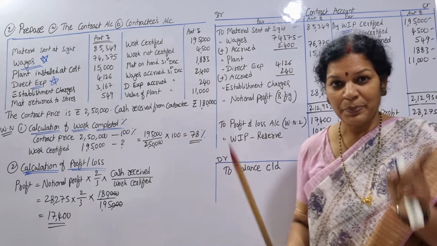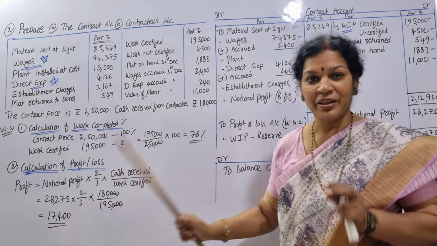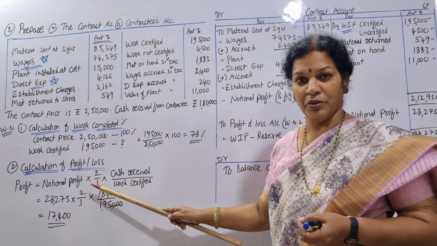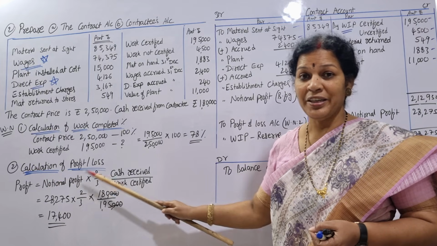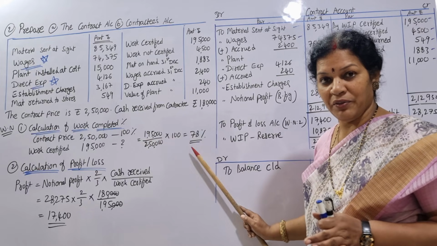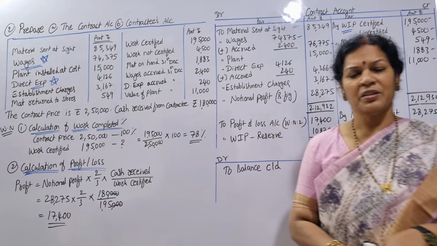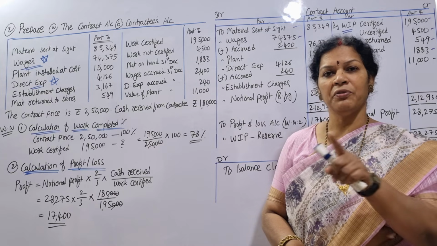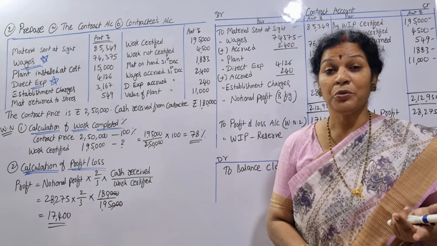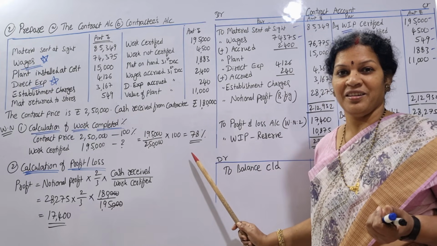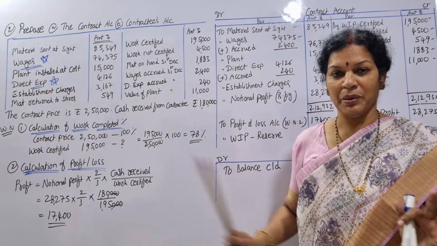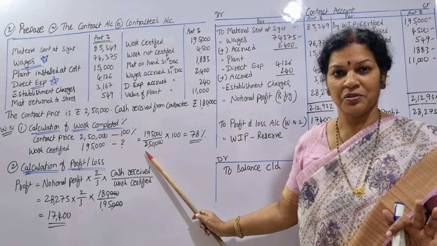Once you know the percentage completed, only then can we calculate profit and loss, because in the formula, notional profit into percentage is required. Here, as per the formula, we got 78% completed. 78% lies between above 50% and below 90%, which means 2/3. How do you come to know 2/3? Because of this. Are you getting it? This was not given in the problem, so I have calculated it. Very simple, easy to calculate.